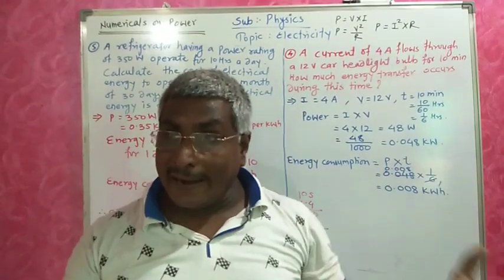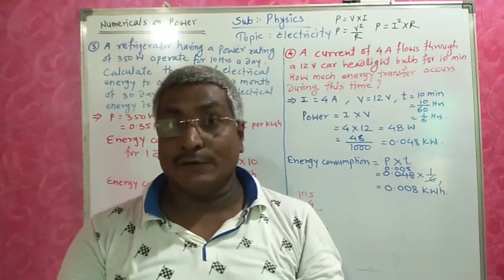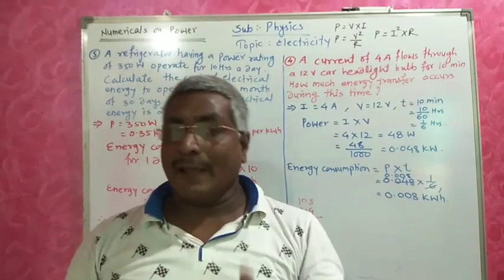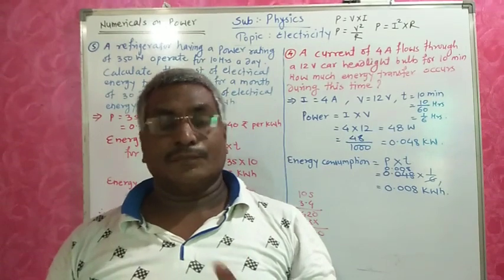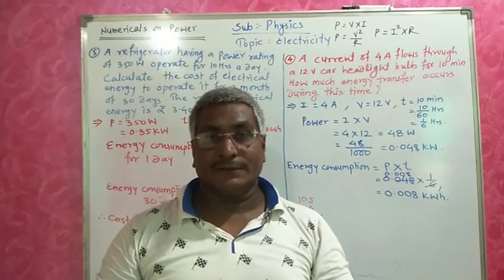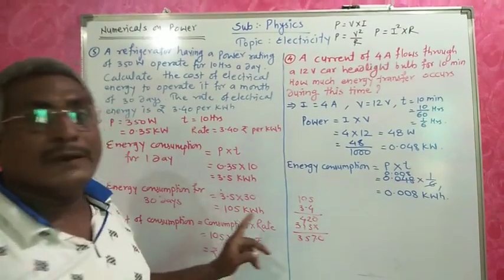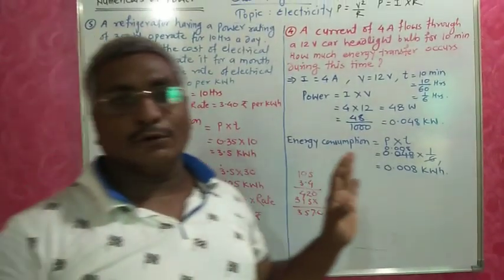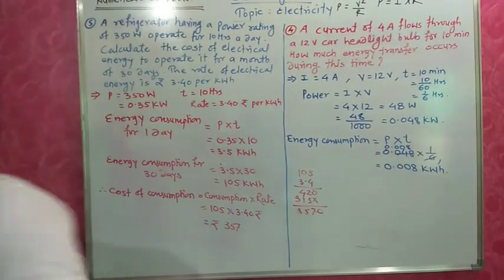Then you can add the power consumption of all these equipments. So you will get the total consumption in your home for one day. Then multiply by 30 and you will get it for 1 month. Whatever energy consumption you get for 1 month, multiply by the rate, and you will get the cost of consumption. Okay, students? Understood how to find out? Now, the next question we will take.